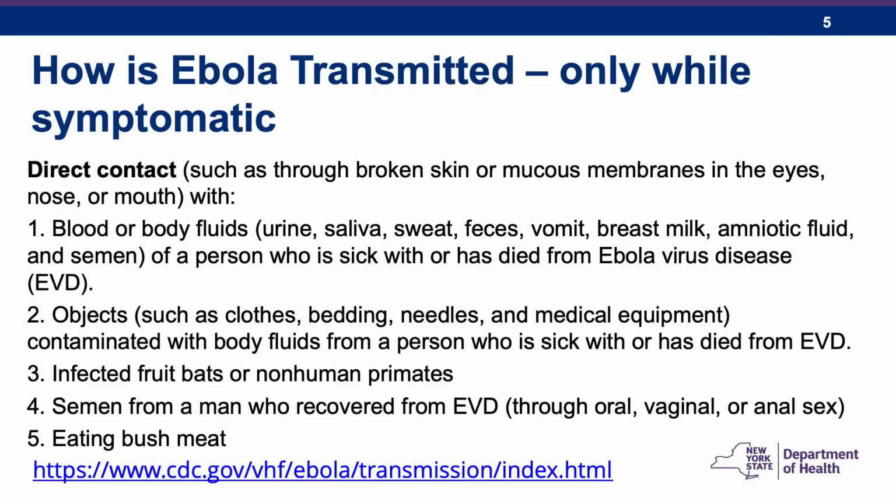It's also possible to get Ebola from infected fruit bats or non-human primates, and also from semen from a man who recently recovered from Ebola virus disease. That can be through oral, vaginal, or anal sex. And less likely, but it does occur, is from eating bushmeat.